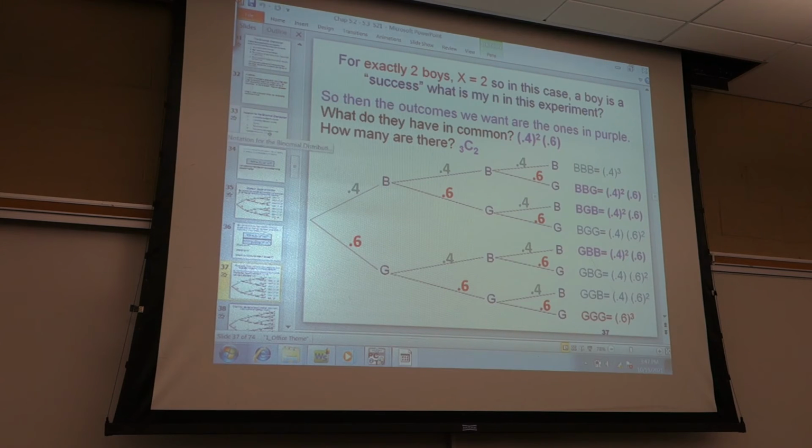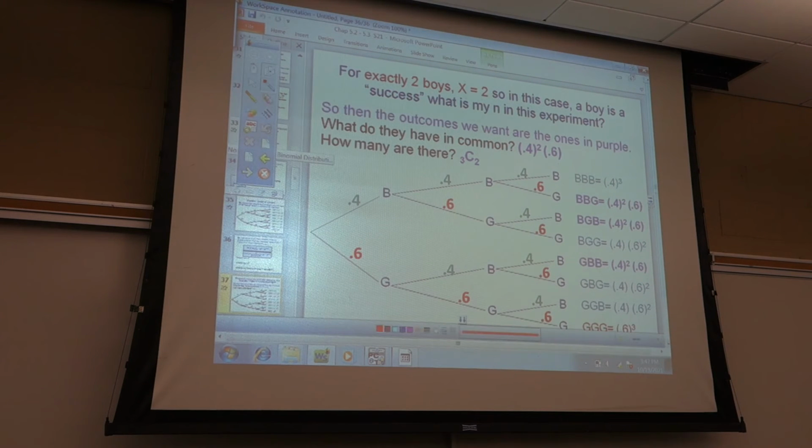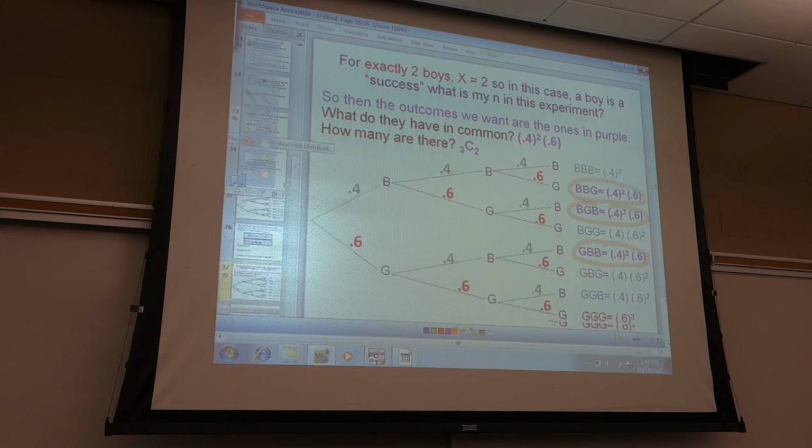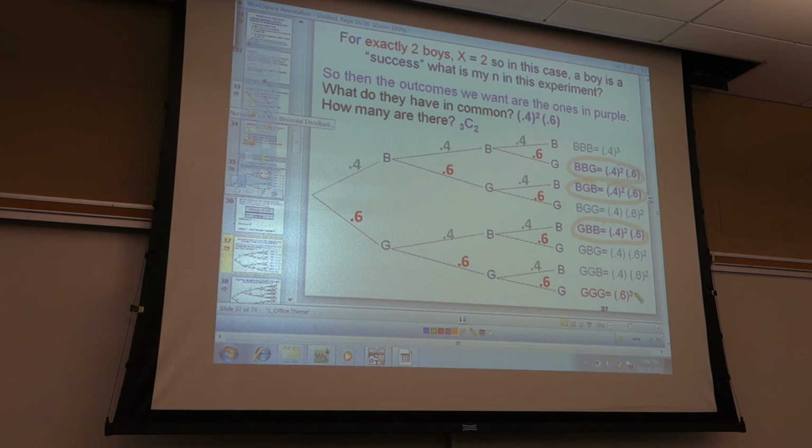All right, so for exactly two boys, X equals 2. So in this case, a boy is a success. N is 3. So all the ones that have exactly 2 boys, let's circle them. Boy, boy, girl. Boy, girl, boy. This one's not, it has 2 girls. This one has 2 boys. That one has 2 girls, and 3 girls. All right, so just those 3. Everybody with me on that? Those are the 3 outcomes that have exactly 2 boys.